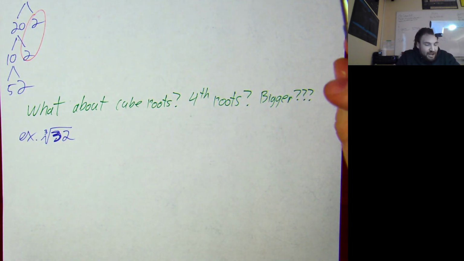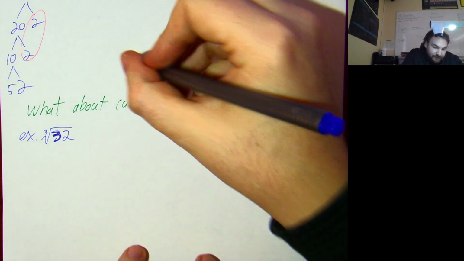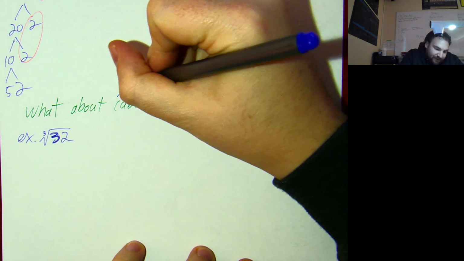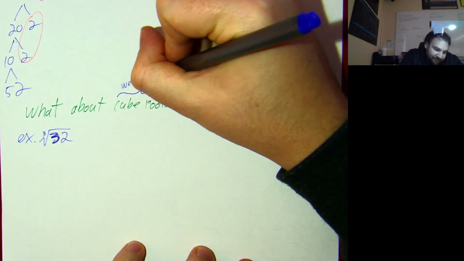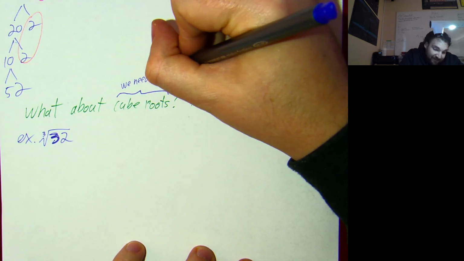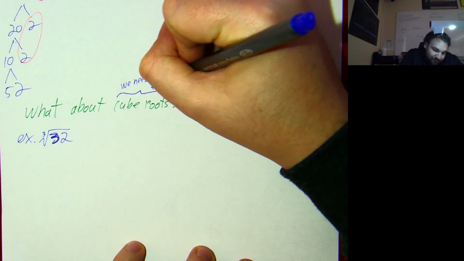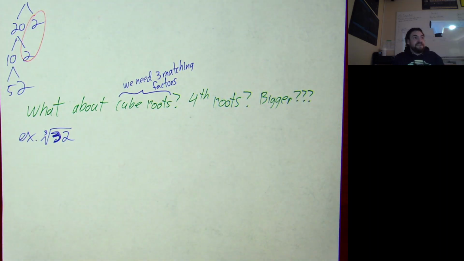You betcha. She's absolutely right. So when we have a cube root, we need 3 matching factors. Because cubing or cube rooting something is looking for the number that, when cubed, i.e. multiplied by itself 3 times, gives us our value that we're starting with.